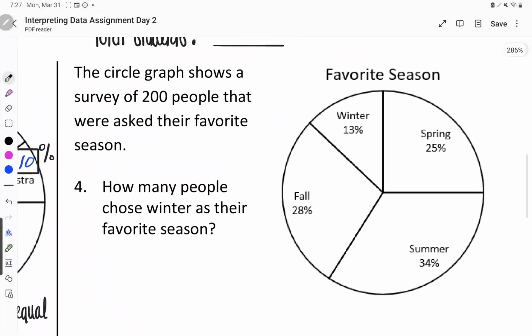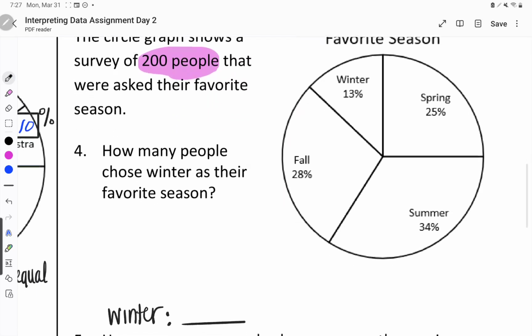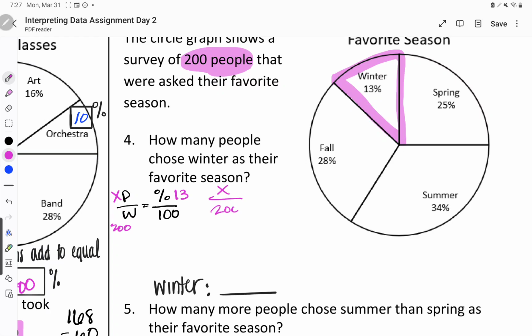Coming over here, it says the circle graph shows a survey of 200 people that were asked their favorite season. And it says how many people chose winter as their favorite season. So if I look right here, winter is 13%. So set up a proportion to see how many people like winter. Remember, I have part over whole equals percent over 100. In this case, I don't know how many people like winter, so I'm going to put x there. My whole is going to be my total number of people surveyed, which was 200. My percent is 13. So I have x over 200 equals 13 over 100.